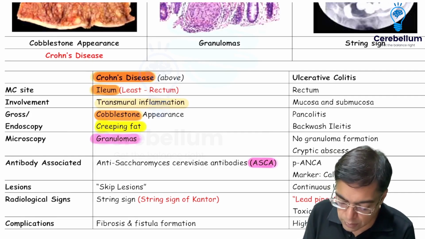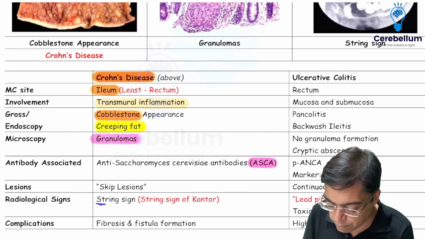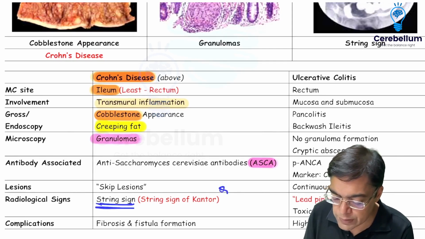So far as the extensive fibrosis is concerned, that can be responsible for causing the development of a string sign, which can be seen radiologically. So that's given the name of string sign of Kantor.